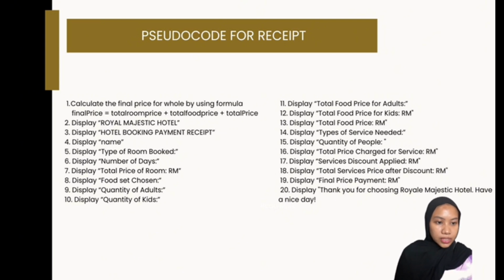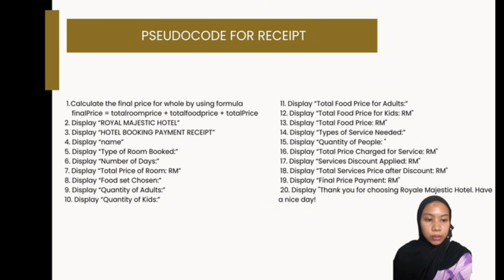Then for service, it will display type of service needed from the services that we have chosen. Then display quantity of people, display total price charged for service, display service discount applied, display total price after discount. Then it will display final price payment, the whole price for everything that we have chosen for this hotel.